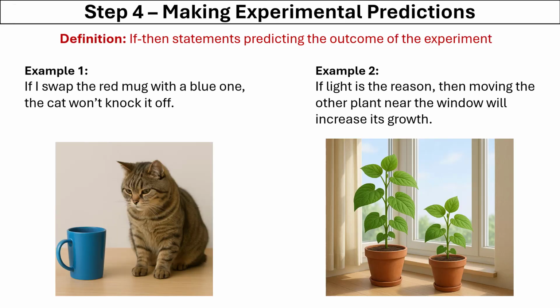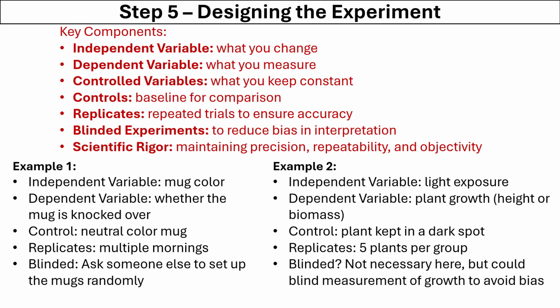Then you would set up an experiment. In the case of the cat, you swap the red mug with the blue mug and see, if the blue mug is the only option that the cat has, will it knock it off or not? And in the case of the plant, you would say that if I move the underdeveloped plant closer to the window, will that start growing better? Or are there some other factors not related to light which are hampering the growth of the plant in the corner? Now, while designing the experiment, you have to consider so many things.